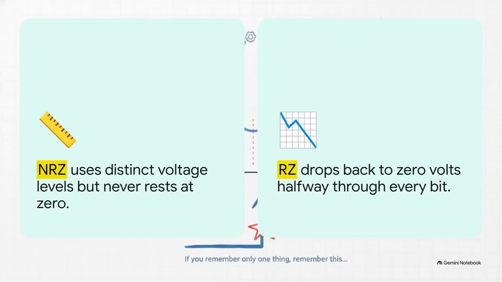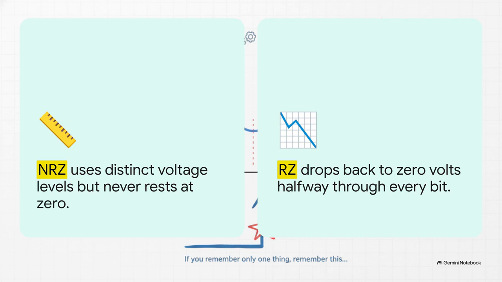Now, when we look at our major translation rules, the most basic approach is NRZ, or non-return to zero. In this scheme, a 1 might simply be a high positive voltage, and a 0 is a low or negative voltage. The key to understanding this is right there in the name. The voltage never returns to a neutral 0 volts during a bit. It stays high or low for the entire duration of that bit's time slot.